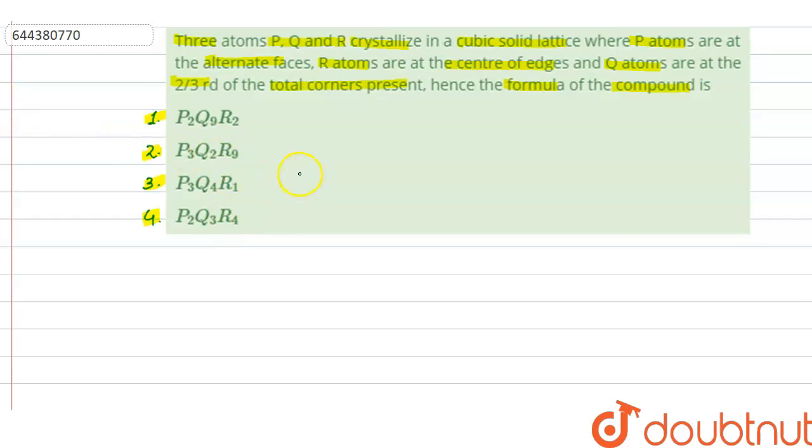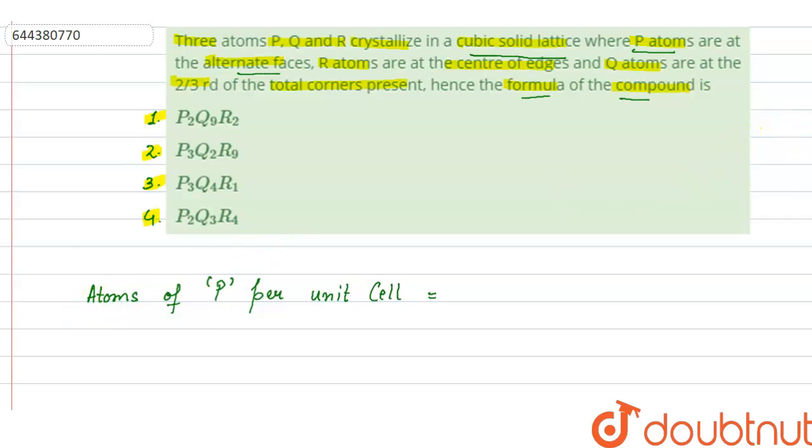So in this question we have to find out the formula of the compound, right? And here we are given three atoms P, Q, R which are crystallized in a cubic solid lattice. So first of all, we'll calculate the number of atoms of P, Q and R which are present per unit cell, right? So let us start with P, right? Atoms of P per unit cell will be equal to, now basically P atoms are at the alternate faces, right?